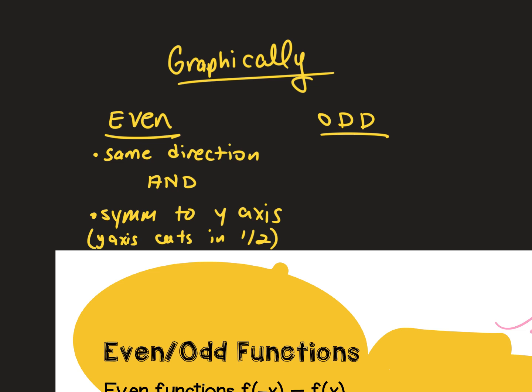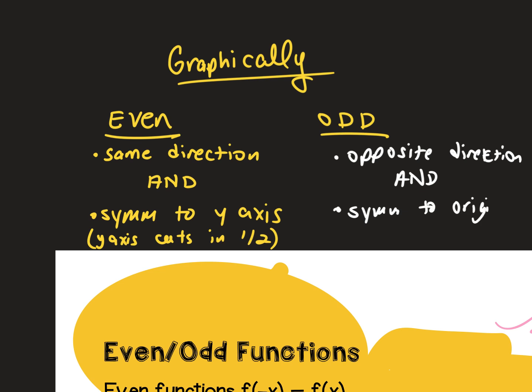If a function is odd, what do you think the directions of the arrows are? Opposite, yep. Opposite directions. Think about odd, opposite. And two things have to be true. It has to be symmetric to the origin. How can you tell that by looking at it? It goes through the origin.